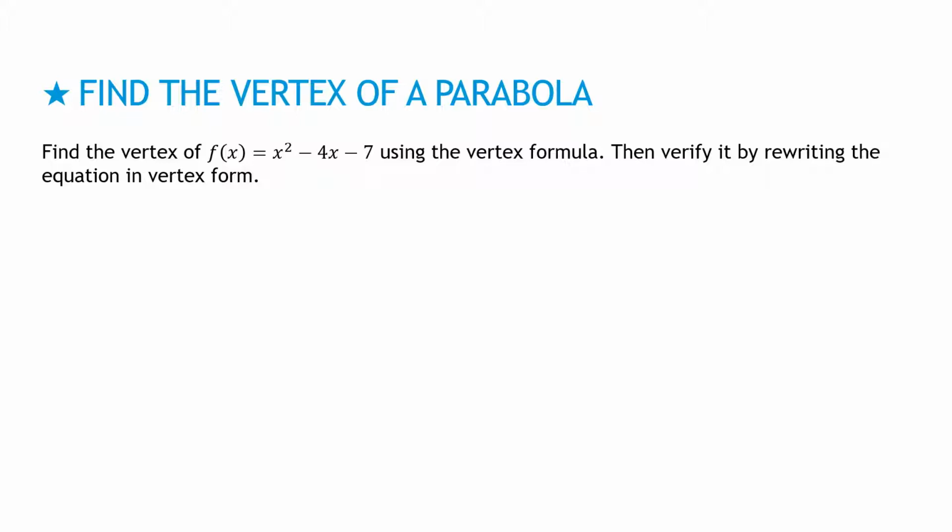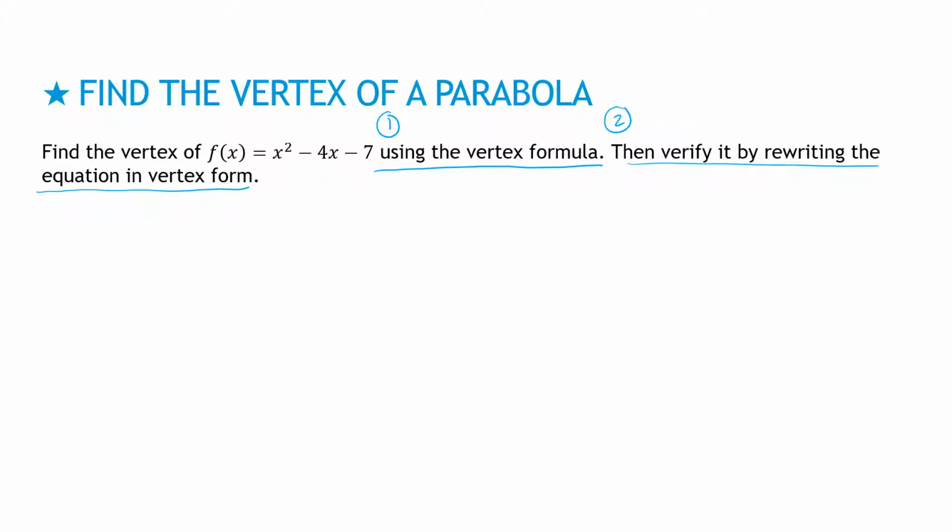So I have one here for you to try, but I want you to notice that I've asked you to do two things. I want you to find the vertex, and I want you to use the vertex formula. Then I ask you to verify this by writing the equation in vertex form. I haven't shown you how to do that yet, so all I want you to do is press pause, do question 1 or part 1 of this. Then when you press play, I'll go through both parts of this equation with you.